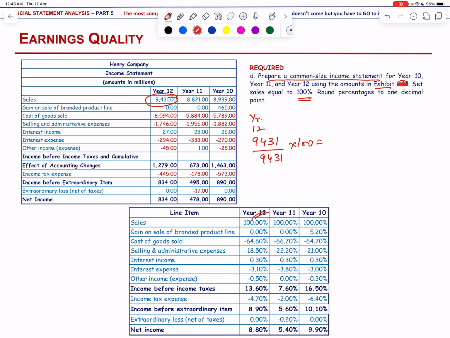Similar is the case for year number 11 and year number 10. We just simply take sales equal to 100. The rest is as a percentage of sales, which is what we are going to calculate for the common size statements. So gain on sale here is already 0.